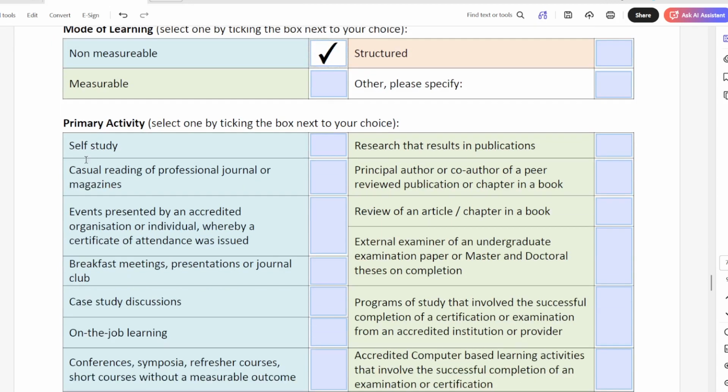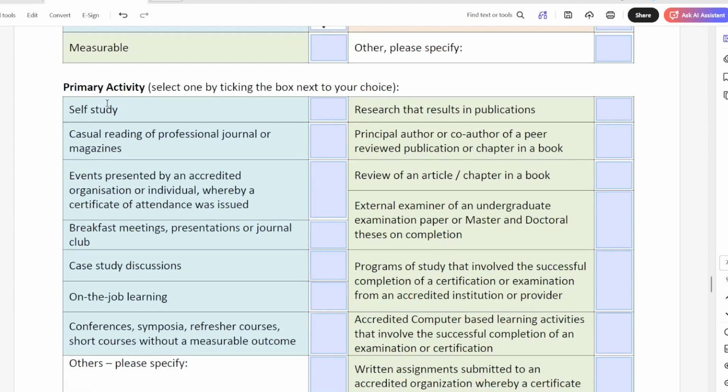The primary activity means how did you learn? What did you learn mostly? Was it through self-study by checking, asking around or doing that sort of thing? Was it casual reading of professional journals? Maybe it's domain 5.3 and you read the information website to learn of new regulations and this was your main activity. Then you choose that as well.